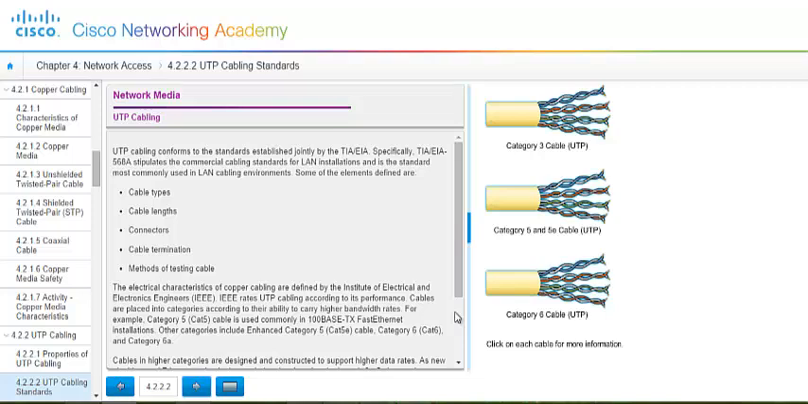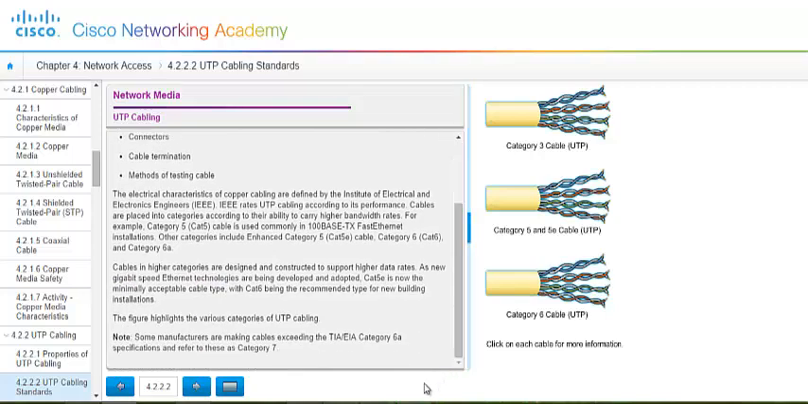The electrical characteristics of copper cabling are defined by the IEEE, and it rates UTP cabling according to performance. Cables are placed into categories according to their ability to carry higher bandwidth rates. For example, a Cat 5 or Category 5 cable is used commonly in 100BASE-TX Fast Ethernet installations. Other categories include the Enhanced Category 5 or Cat 5e, and then you have the new Cat 6 or Cat 6a.